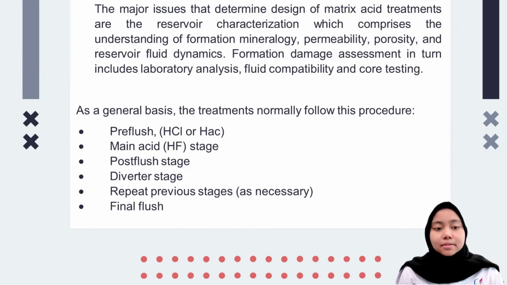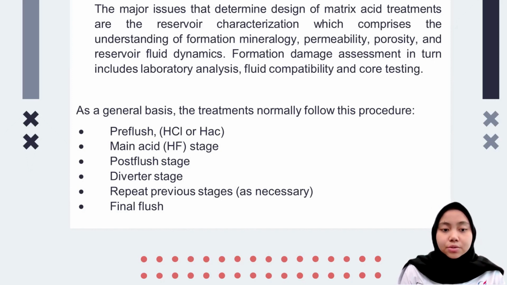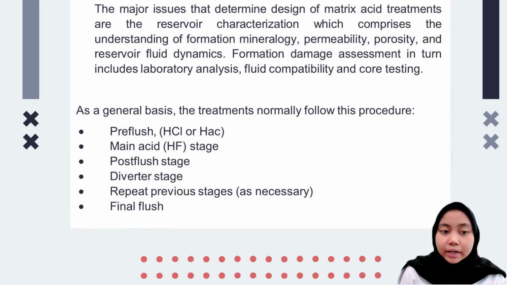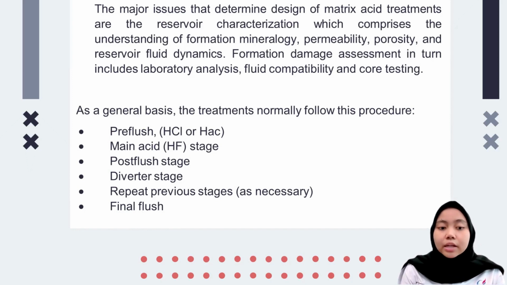First, pre-flush. A pre-flush phase to dissolve sodium, potassium, and calcium ions that would react with the silica, forming insoluble silicates. The second, main acid stage. A main flush phase to dissolve the silicates, quartz, feldspar, clay, as well as the undissolved carbonates after pre-flush.